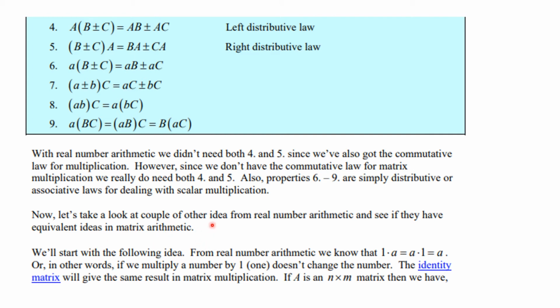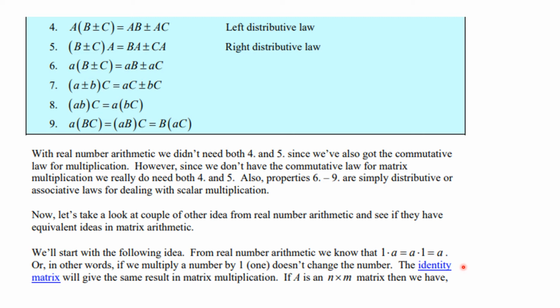Now, we need to look at a couple of other ideas from real number arithmetic and see that they do have equivalent ideas in matrix arithmetic. So let's start with the fact that for real numbers, if I take 1 times a real number, that's the same thing as the real number times 1, which is the number. So 5 times 1 is the same thing as 1 times 5, and that's equal to 5. There is a number 1 that we can multiply by that doesn't change the number. This is called the multiplicative identity when you studied your algebra.